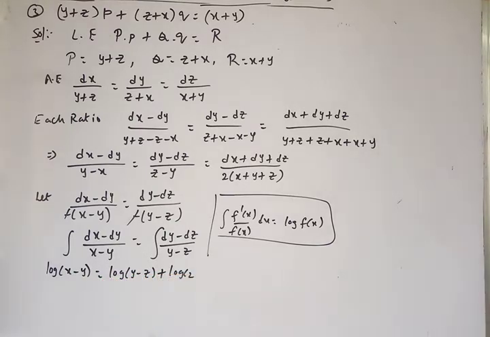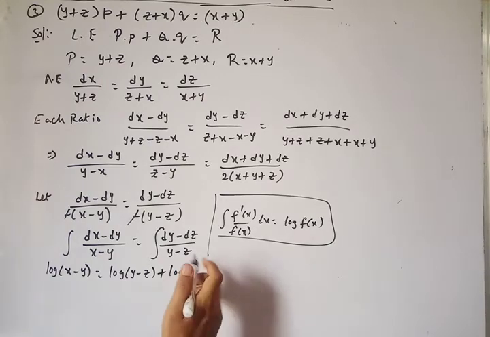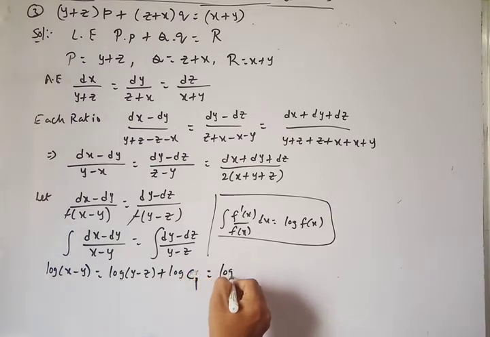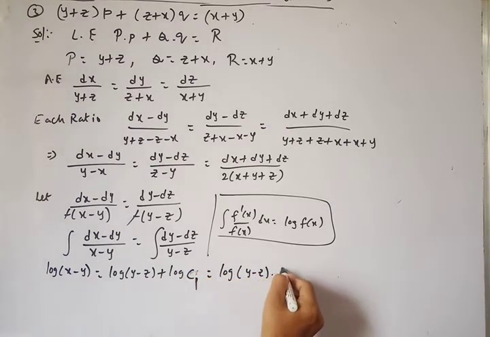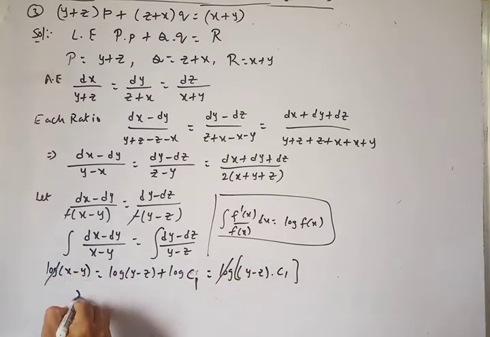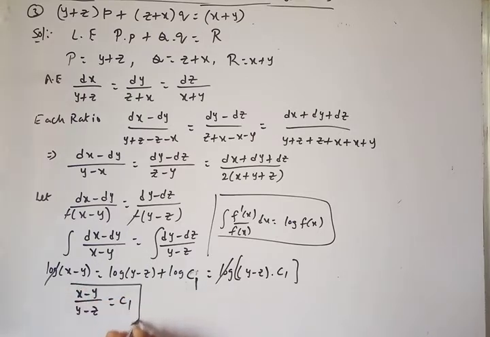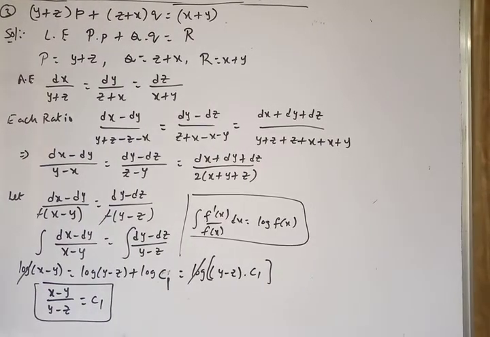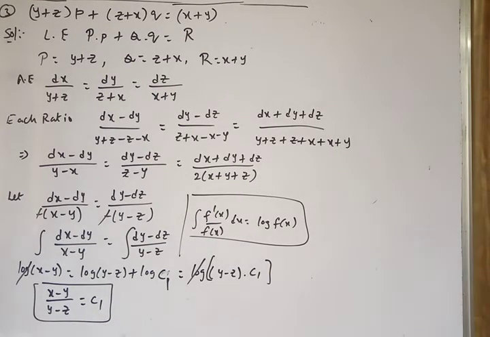I am taking the constant also in the form log c1, for the first solution. So log a plus log b is log ab, so log of (y minus z) into c1. Correct. So log and log got cancelled. Cross multiply this part: x minus y by y minus z is equal to c1. This is my first solution. x minus y by y minus z is equal to c1, the first solution. Correct.